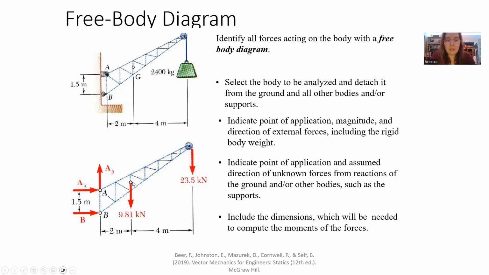The weight due to gravity is not going to be from a ground, but that's usually going to be specified in the problem statement. Where we see grounds that we're not used to seeing or analyzing are A and B. So A is a pin joint and B is a rocker.